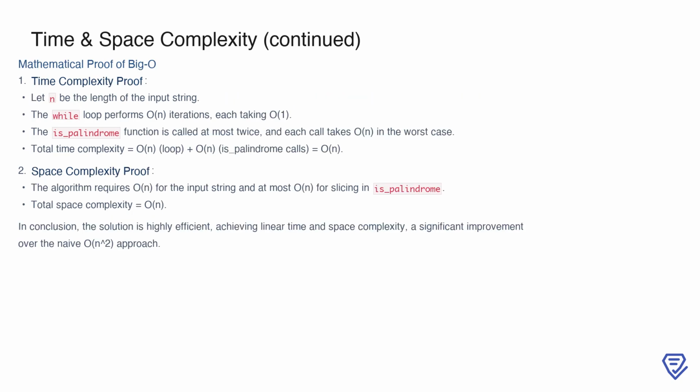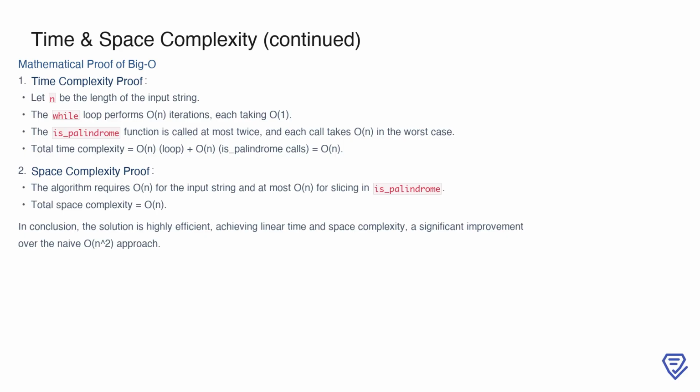To solidify our understanding, we can mathematically prove the big O bounds for time and space complexity. For time complexity, the while loop performs O(n) iterations, with each iteration taking constant time. Additionally, the is_palindrome function is called at most twice, and each call involves reversing a substring of length up to O(n), resulting in O(n) for each call. Summing these contributions gives a total time complexity of O(n).